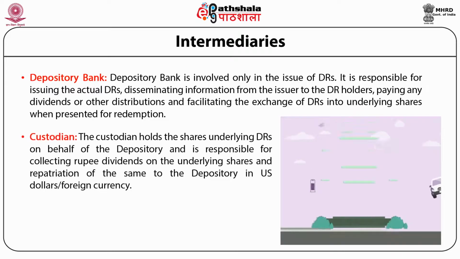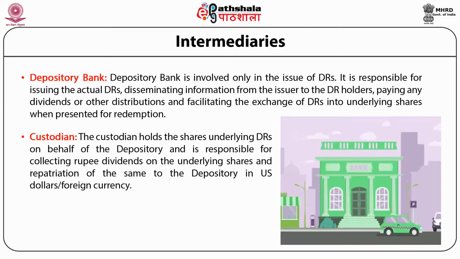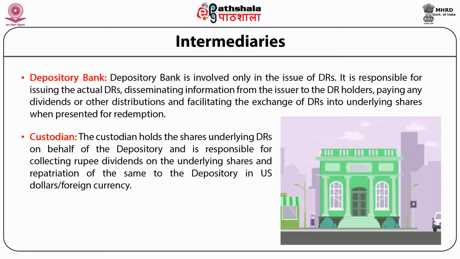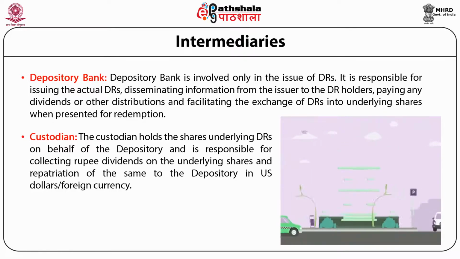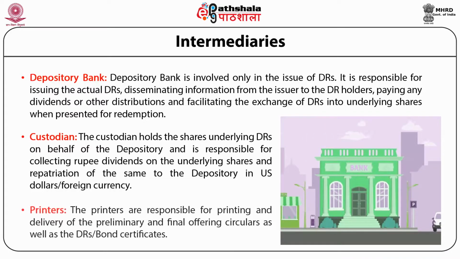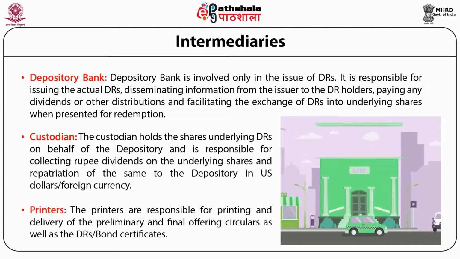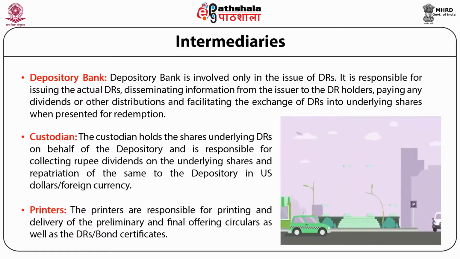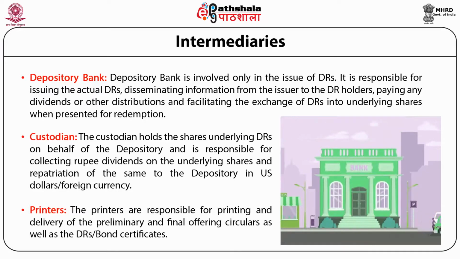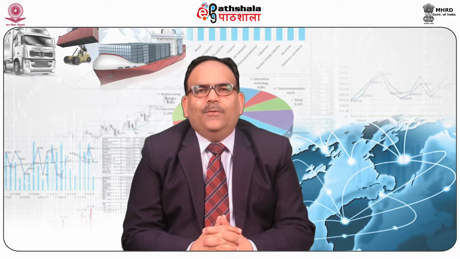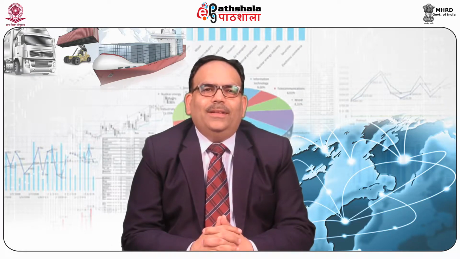Custodian. The custodian holds the shares underlying DRs on behalf of the depository and is responsible for collecting rupee dividends on the underlying shares and repatriation of the same to the depository in US dollars or foreign currency. Printers. The printers are responsible for printing and delivery of the preliminary and final offering circulars as well as the DR or bond certificates. So students, let's now summarize what we have learned in this module.